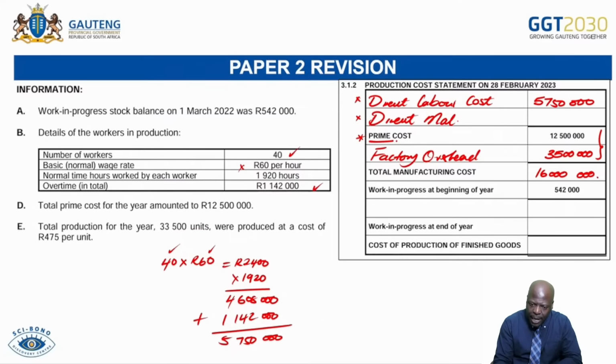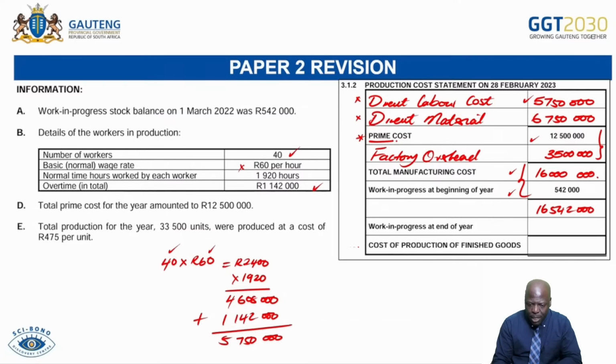So you're easily now able to get your direct material cost. And how do you get your direct material cost here? You now say your 12.5 minus your 5,750,000, and that will give you 6,750,000. That becomes your direct material cost. And then you can complete this production cost statement because you're now saying your 16 million plus the 542,000. That's going to give you 16,542,000 over there like that.